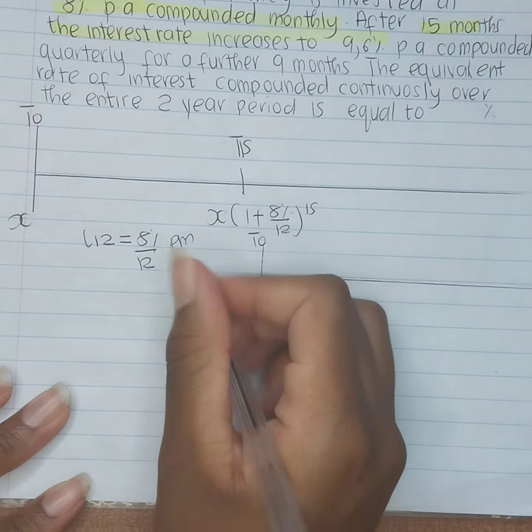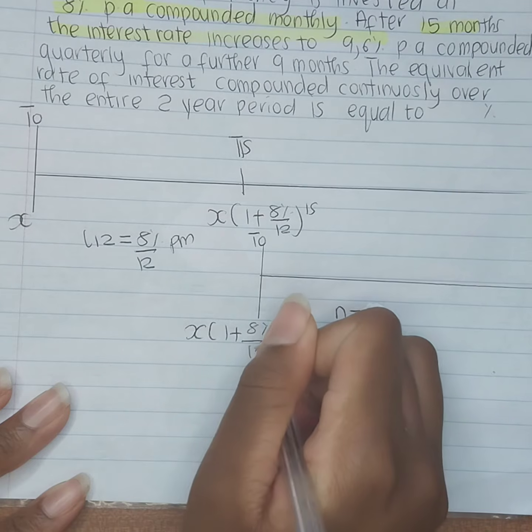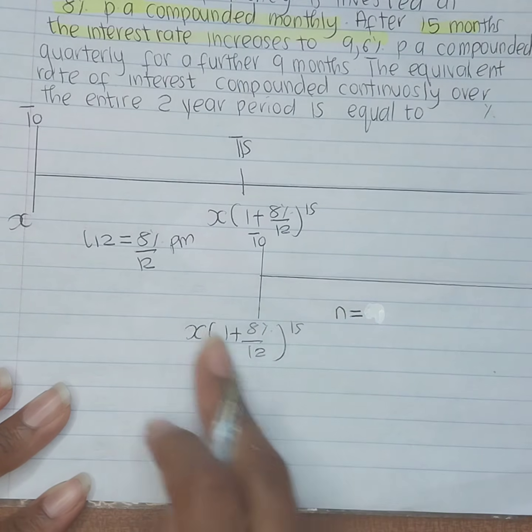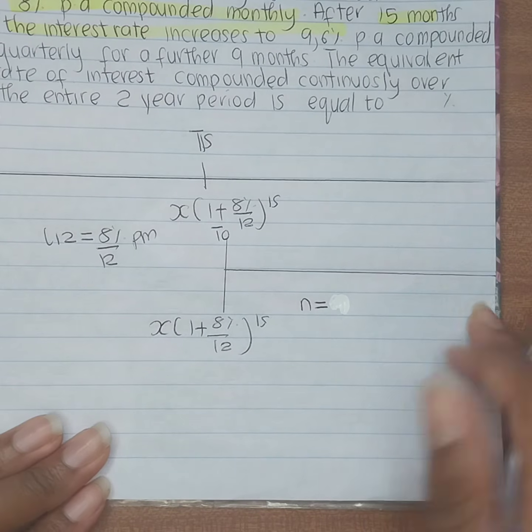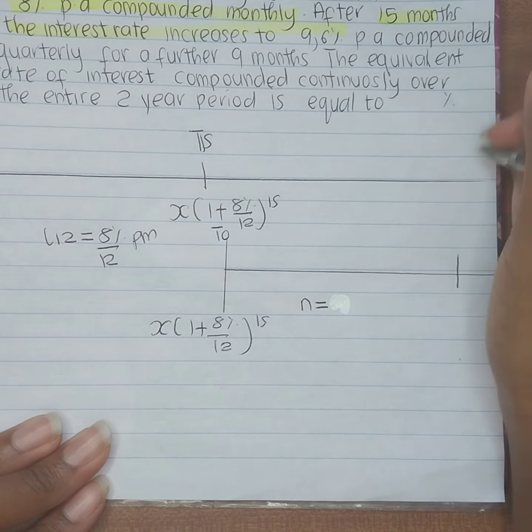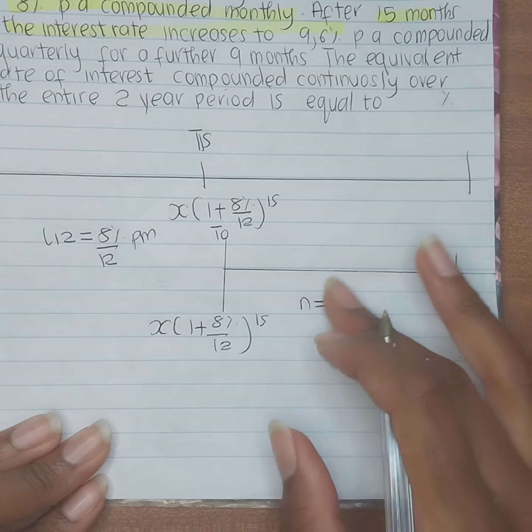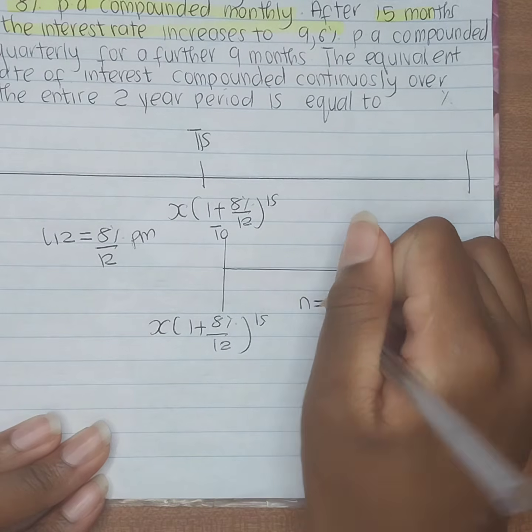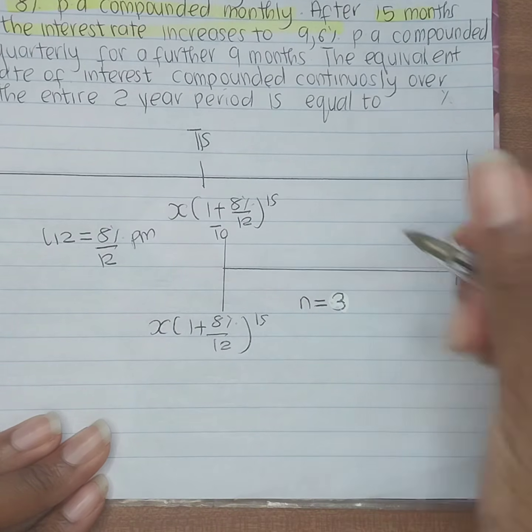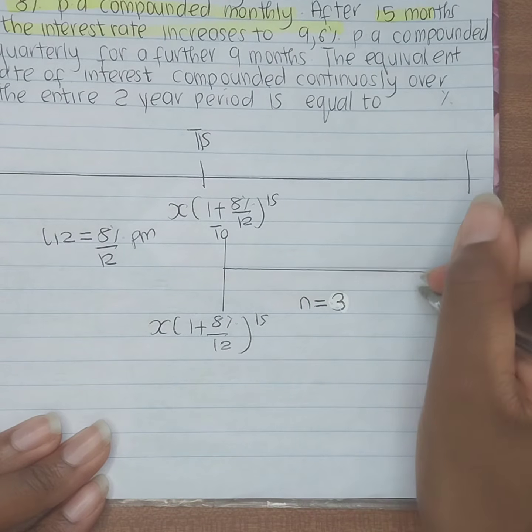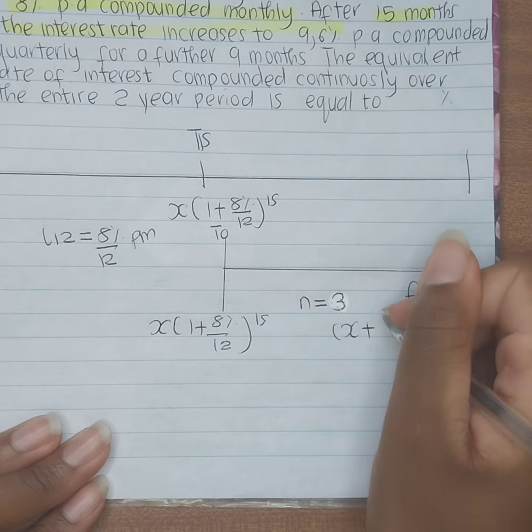So this will be transferred to my PV, and it's X times 1 plus 8% over 12 to the power of 15. This whole amount will be compounded with interest all the way to an amount we do not know for now, because we haven't read the whole question. So this whole amount will be compounded for 3 quarters. So the FV is actually equal to this whole amount, right?